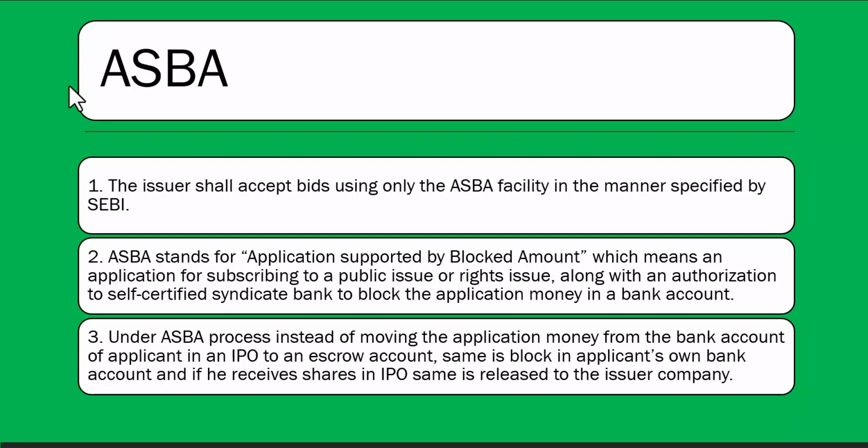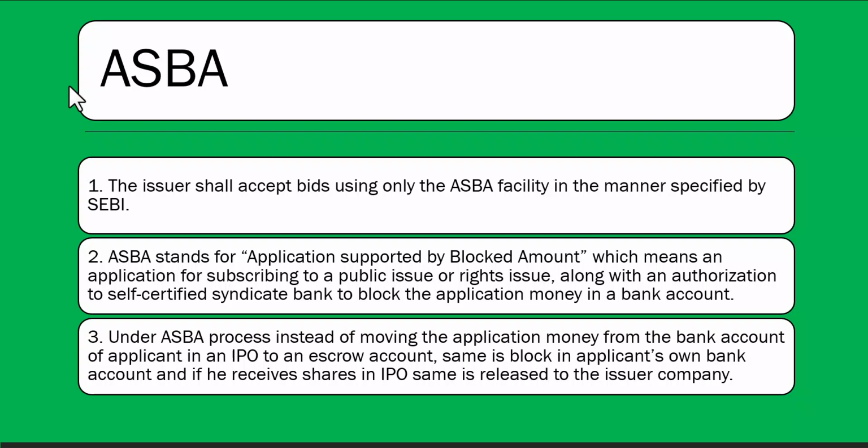Yes. It says under the ASBA process, instead of moving the application money from the bank account of an applicant, that means you don't have to give the money by cheque. The money never gets transferred unless the shares are allotted, so it doesn't go to an escrow account. The escrow account is the account which the company has to maintain. They can't draw any money from that account unless the IPO is fully subscribed, they have complied with all the regulations and rules, and the merchant bankers certify that everything is okay. Only then will the money get transferred to the company's main account so that they can use that money.